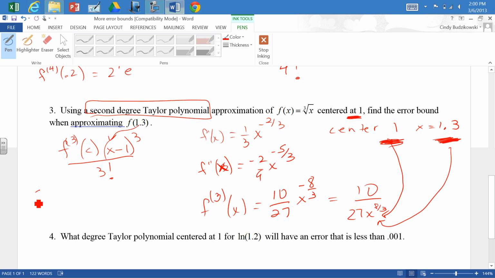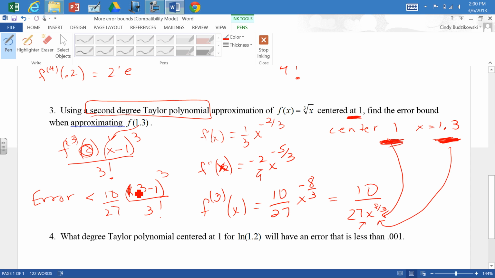So my error is less than... Okay, my c value that I'm plugging in for my derivative is 1. We found that that's going to give me the largest third derivative. So if I put 1 in here for x, I'm going to get 10 over 27. And then in for x, I'm going to put 1.3 minus 1 cubed over 3 factorial.